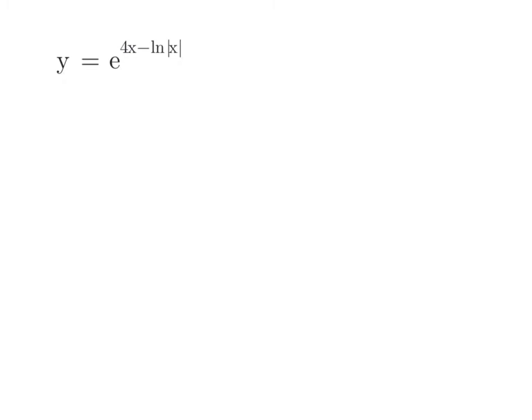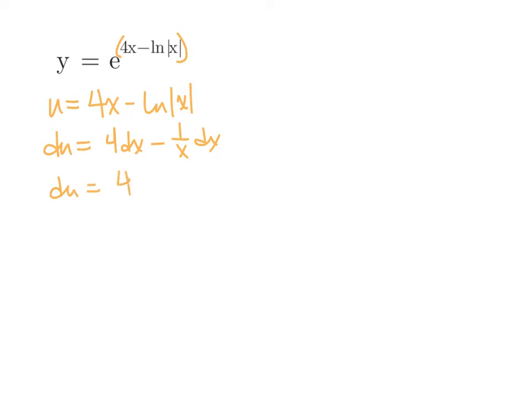Here we have y is equal to e to the 4x minus natural log of x. All right, so let's let u be the inside function. What we have is e to this power. So my inside function is going to be 4x minus natural log of absolute value of x. Then the differential, taking it term by term, is going to be 4 dx minus 1 over x dx, which, I mean, we could factor out that dx and have 4 minus 1 over x dx.